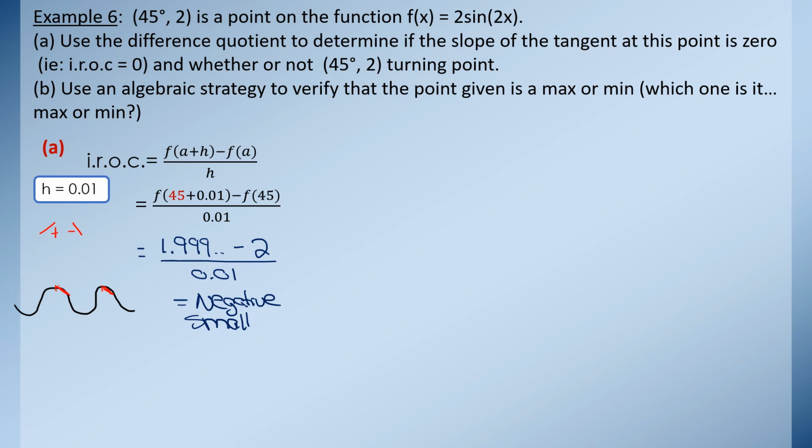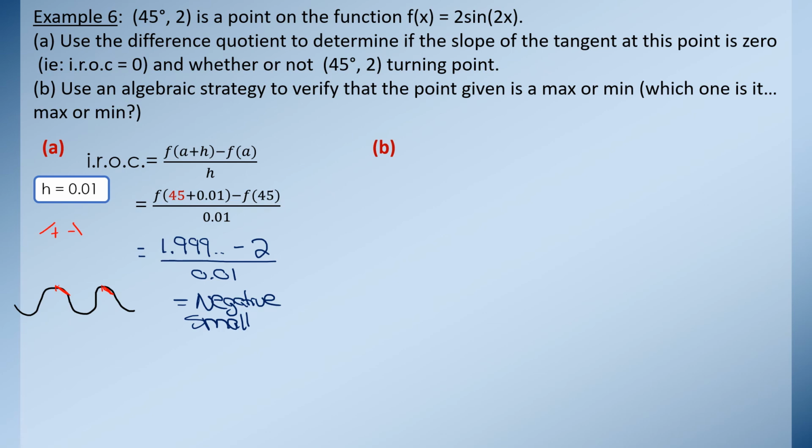But I need to go to the other side of my turning point and see if I can get a positive. That would be very helpful there. So this is as close as we can get to 0 because we had to find the slope between 45 and a number right beside 45. So that's pretty close to validating that it is a turning point. But we'll know for sure when we finish part B.